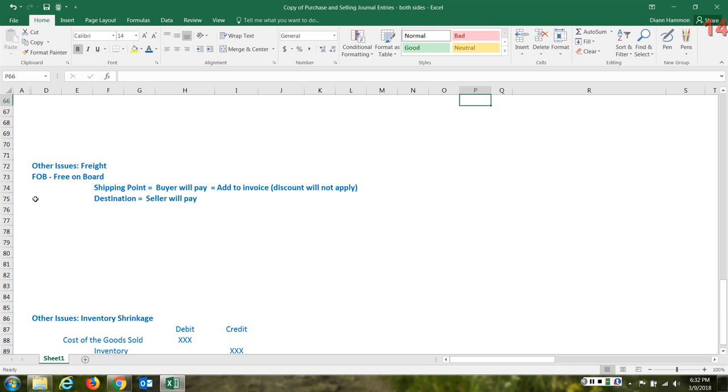The other option is destination. For destination, that means the seller is actually going to cover the charges. They're not going to pass that on to the buyer directly. They're going to pay them initially. So the seller has title or ownership until it actually reaches the destination. For shipping point, the seller gives up all of the risks and rewards that go along with ownership at the shipping point. So at the shipping point, the buyer takes ownership of those goods.